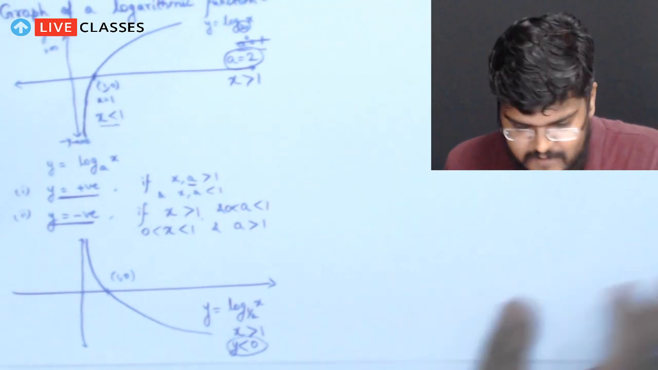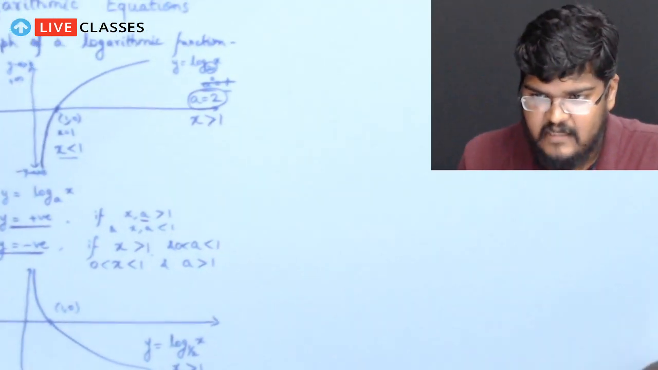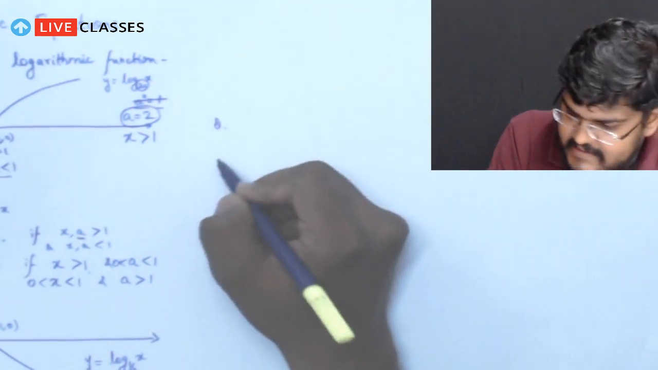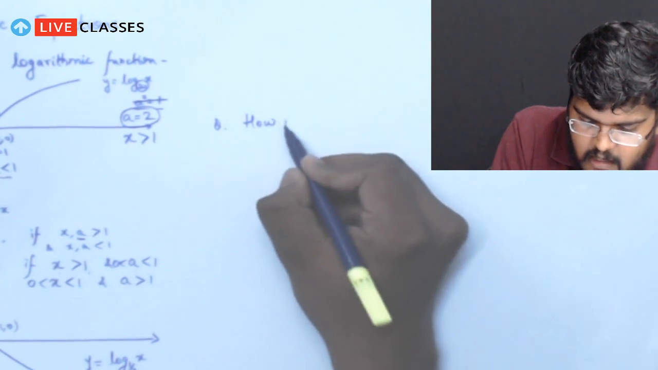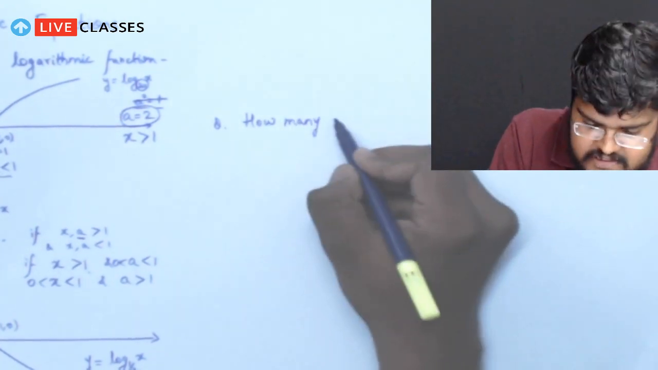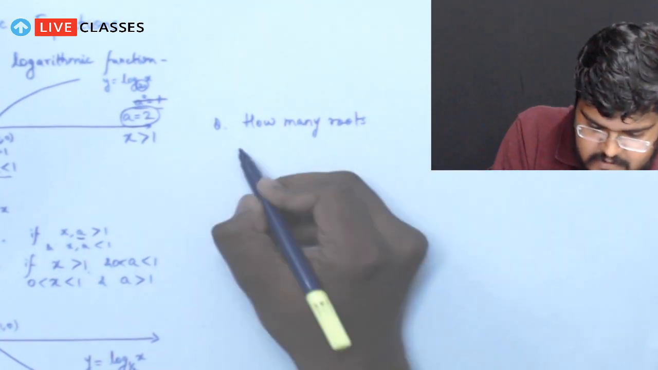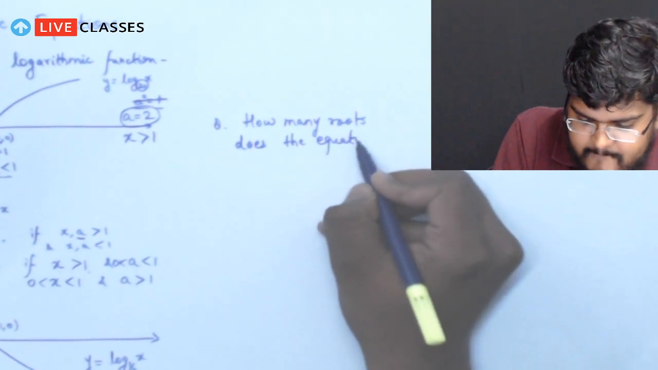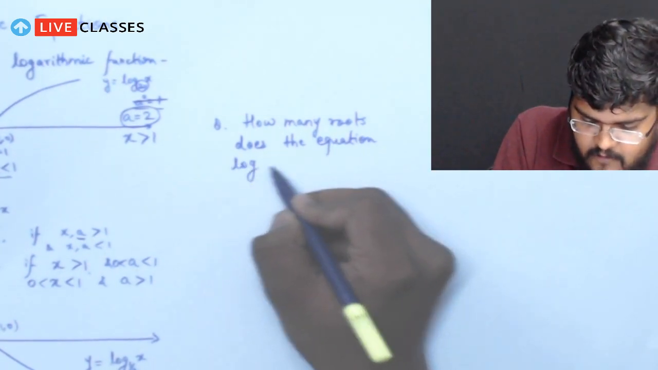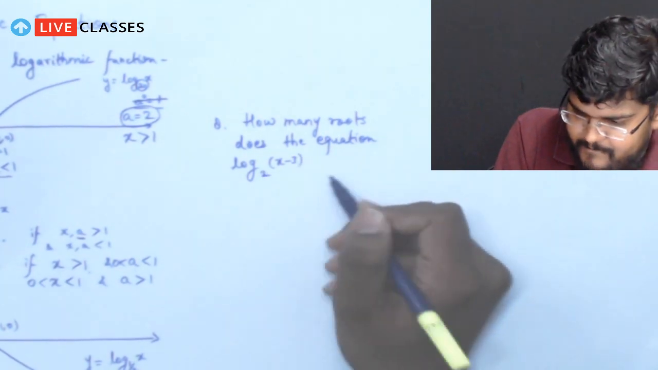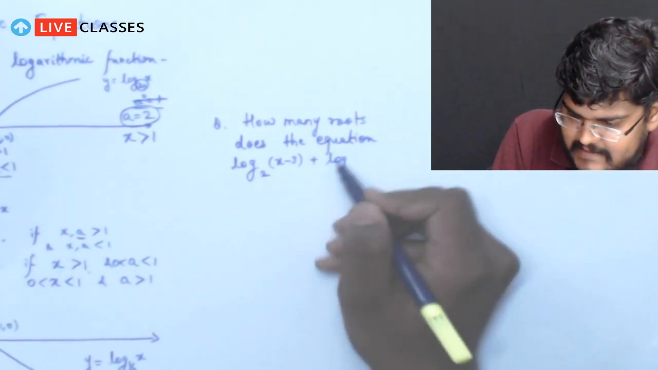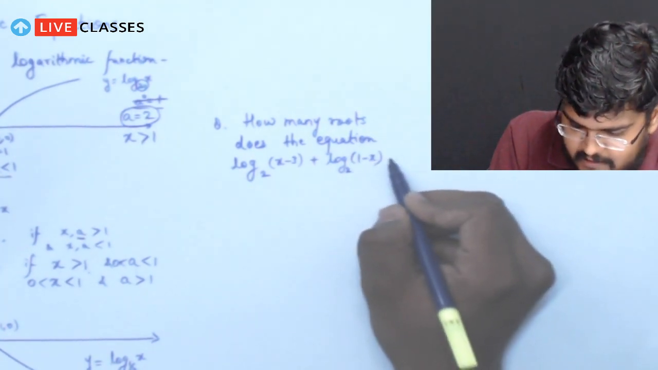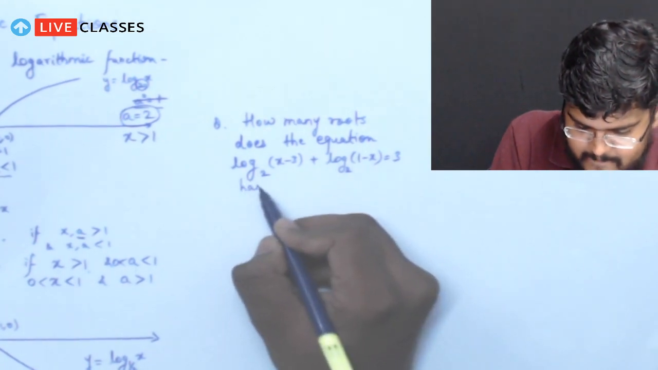So my first question is actually a very simple one. Let me just write down that question for you. The question is, how many roots does the equation log of x minus 3 with base 2 plus log of 1 minus x with base 2 equal to 3 have?